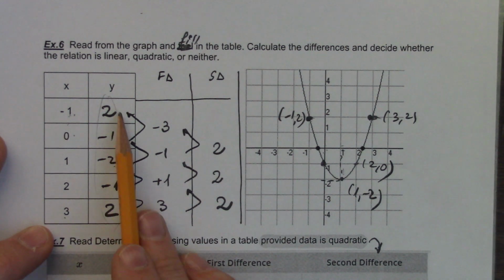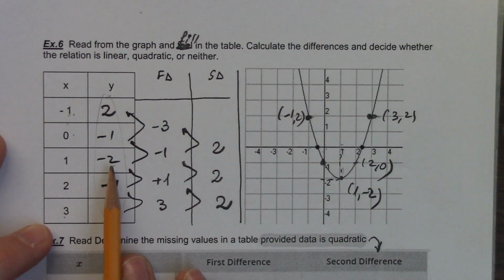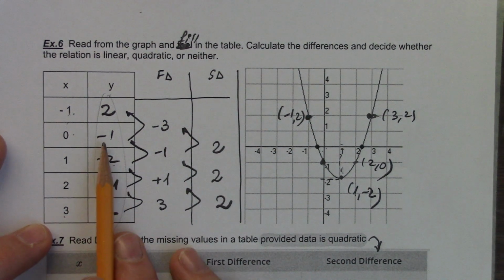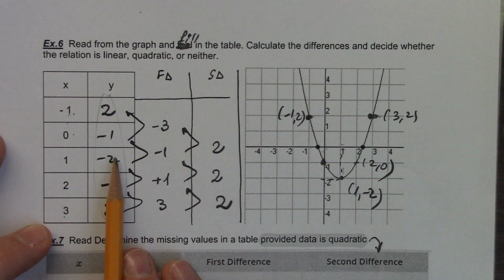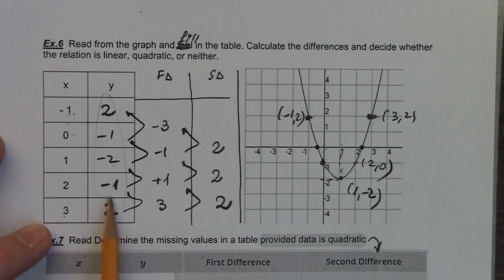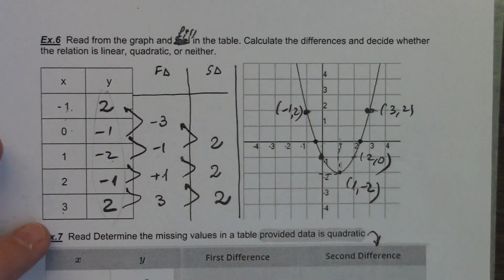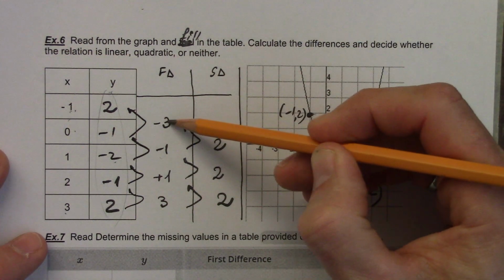Then I calculate my first differences. So negative 1 minus 2 is going to be negative 3. Negative 2 minus 1 would be negative 3. Okay, because it's negative 2 minus 1. And you can use your calculator for this if you're not comfortable with the double negatives. But make sure you know how to use your calculator. We get these as the first differences.